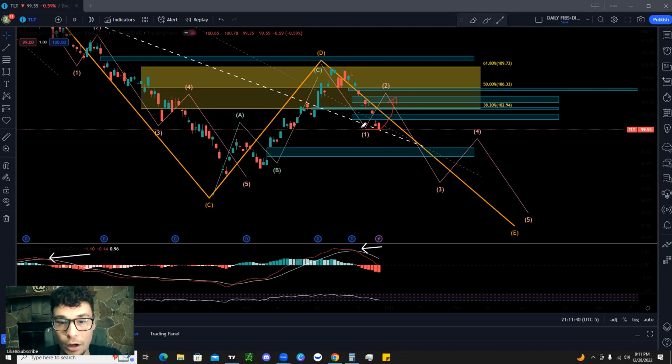All right, to give us our wave 2 bounce up. And then ultimately, that dead cat bounce is just going to ultimately be to continue heading lower and complete the overall 5-wave structure to the downside.